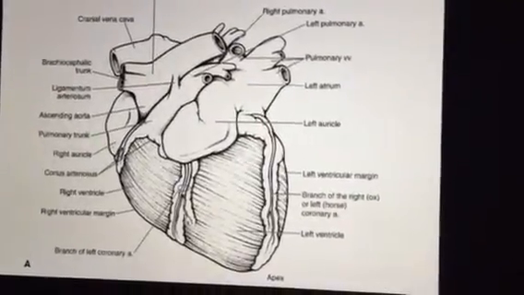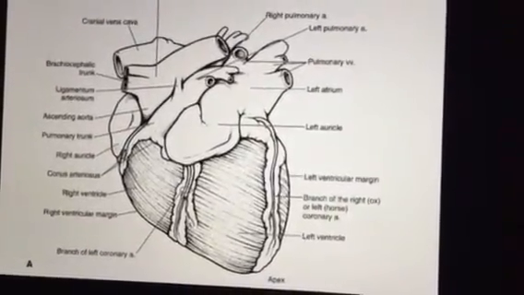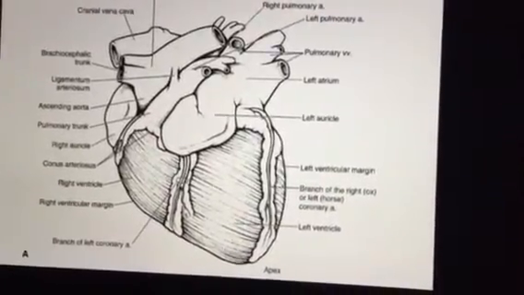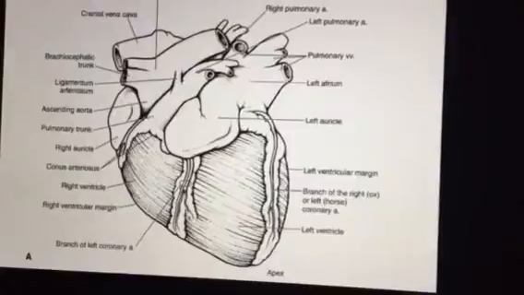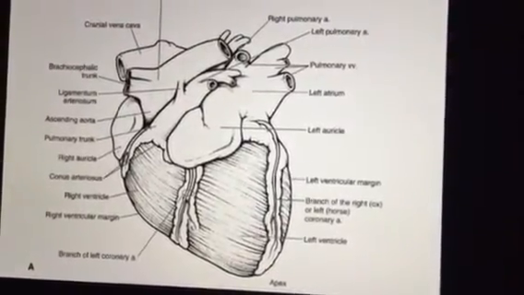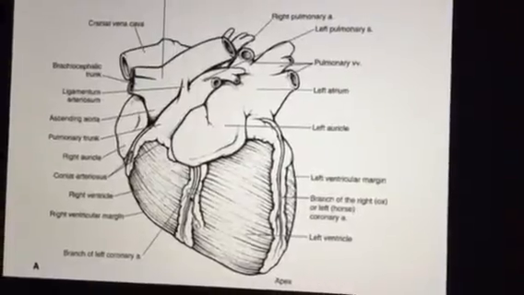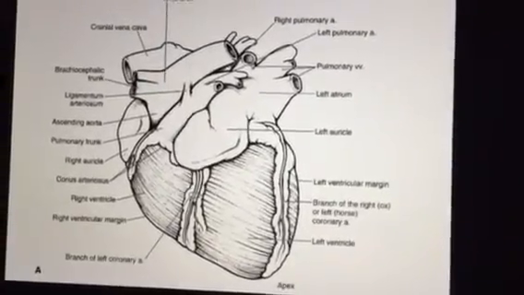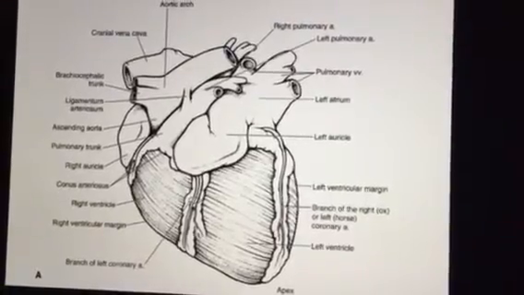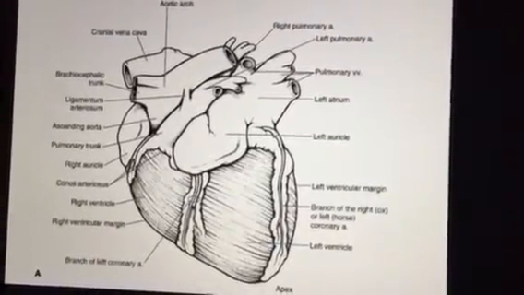Coronary arteries are the arteries that supply blood to the heart. The aortic arch transports the blood to the rest of the body. The ligamentum arteriosum is the ligament that was previously the ductus arteriosus, which transported the blood from the right ventricle between the aortic arch and the pulmonary trunk.